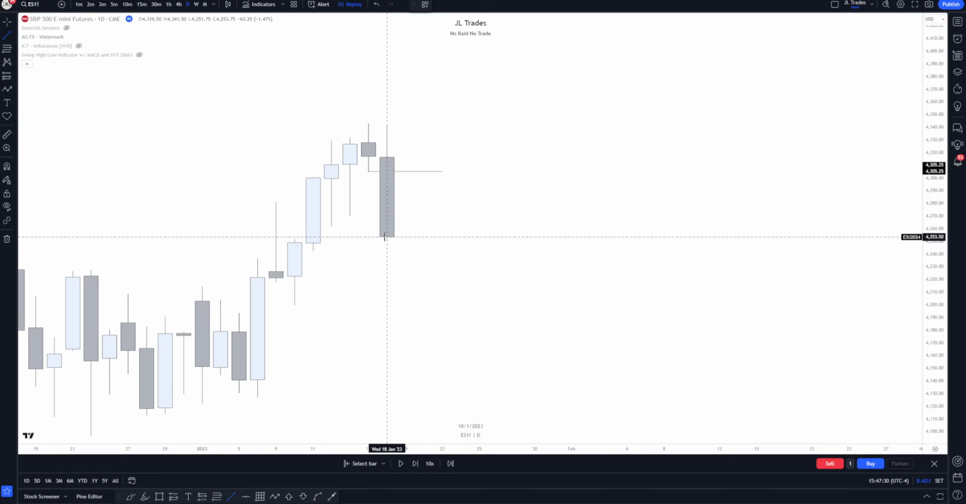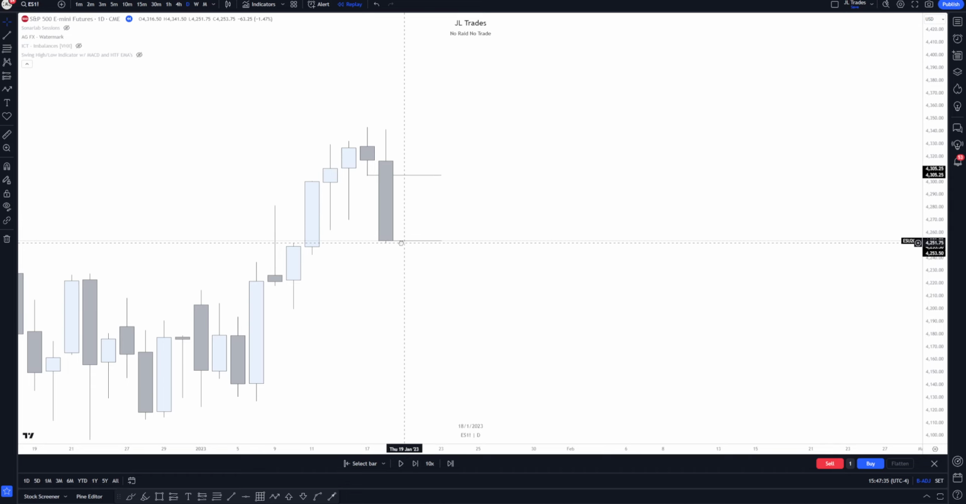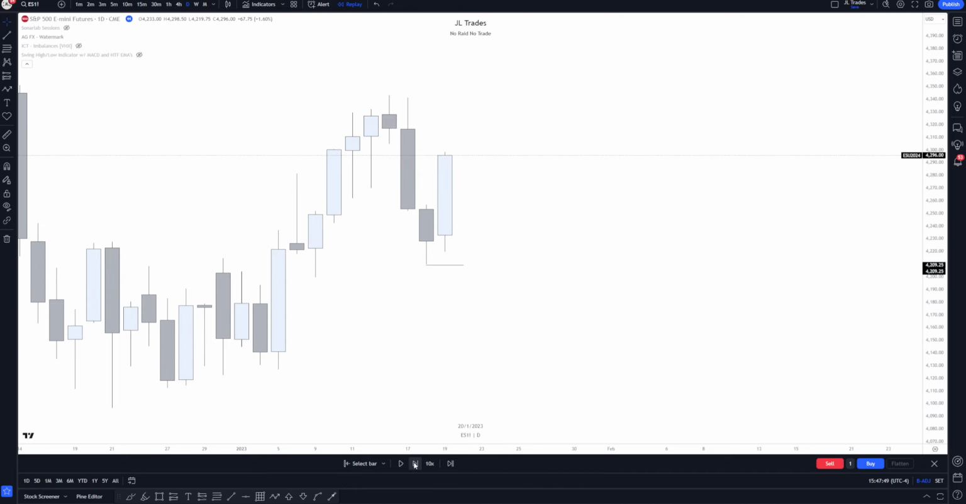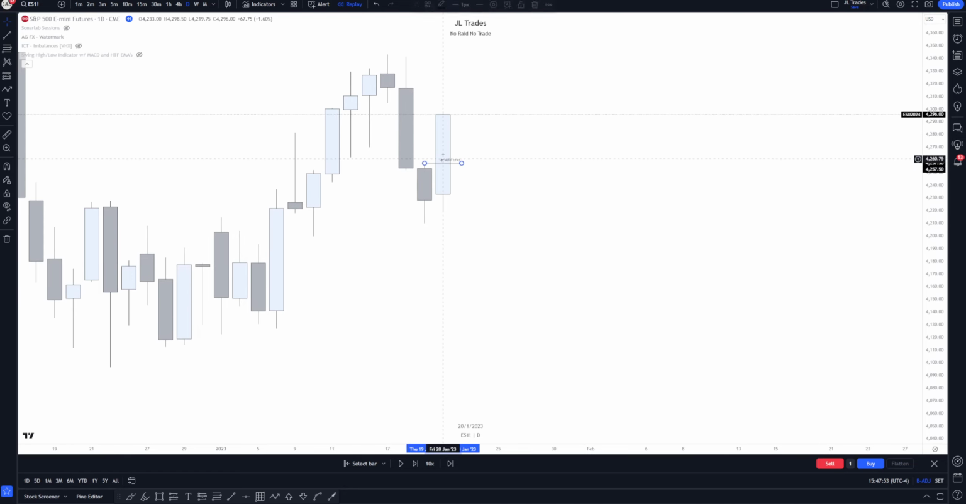What can I expect for Thursday? I can expect price to at least take Wednesday's low. We take Wednesday's low, bearish bias, clearly there. Again, take Wednesday's low, close below it. What can I expect price to do the next day? Take this low. We fail to take this low. Instead, we take the high, close above it.